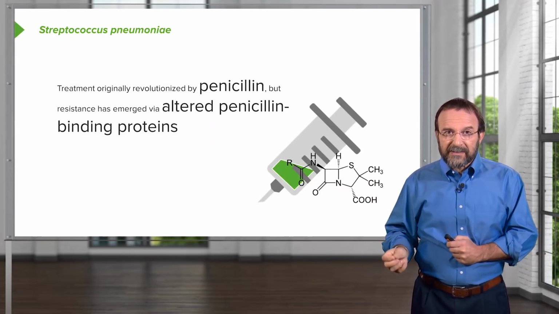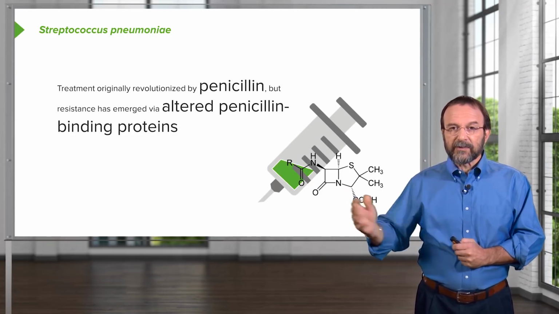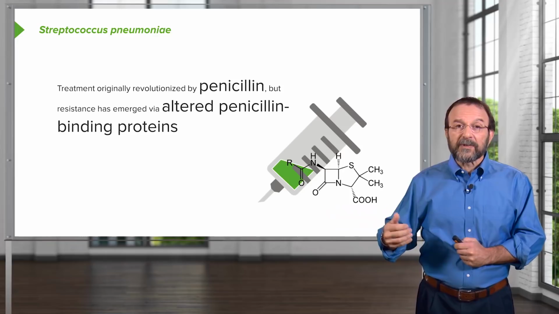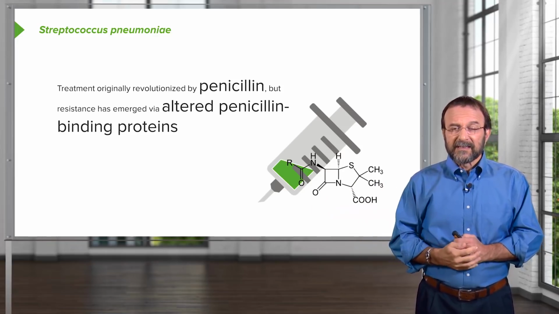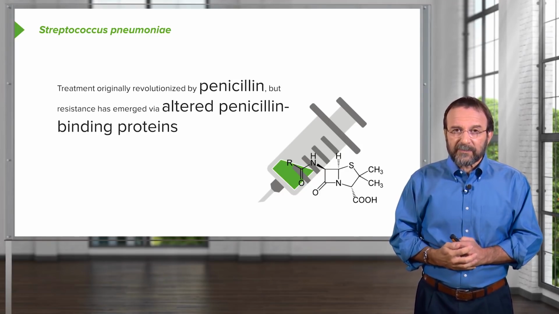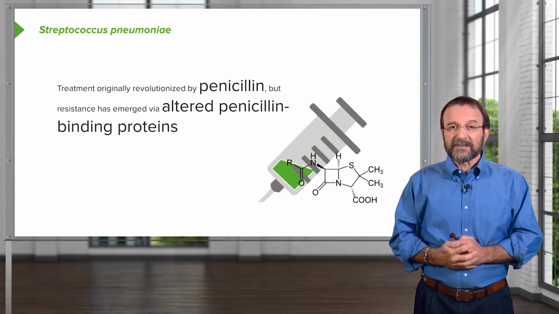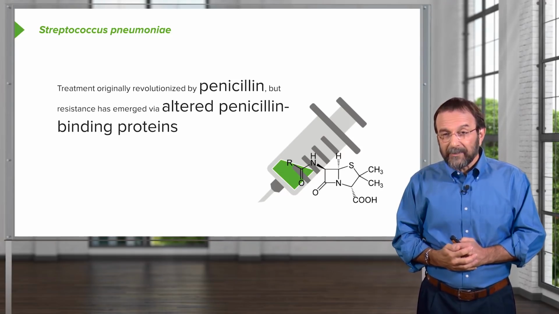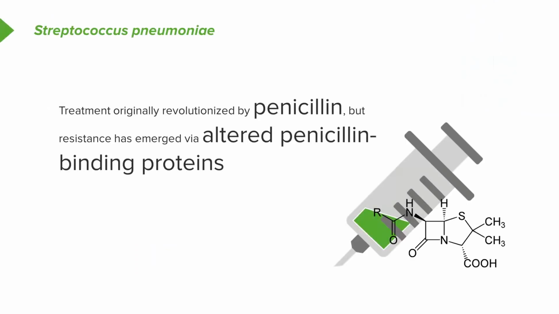We can treat strep pneumoniae infections. In fact, there was a time when they were uniformly lethal, but the development of penicillin shortly after World War I revolutionized the treatment of these infections and made people live who would otherwise die. But guess what? The overuse of penicillin and penicillin-like antibiotics has selected for resistant bacteria. And so now, if you get a pneumococcal infection, it's much harder to treat. Resistance involves penicillin-binding proteins that prevent the antibiotics from working.